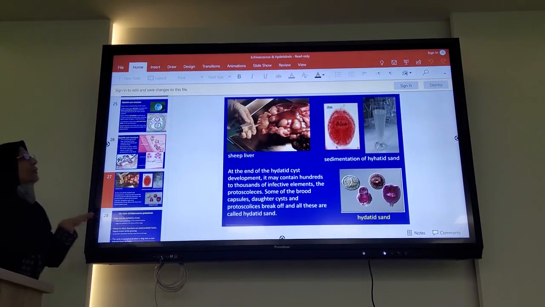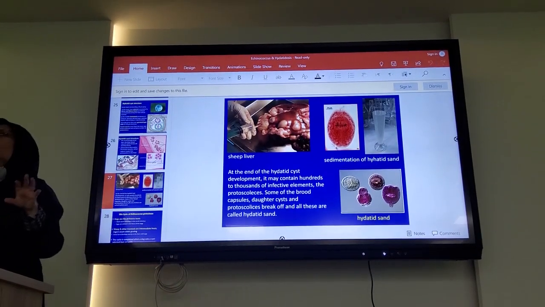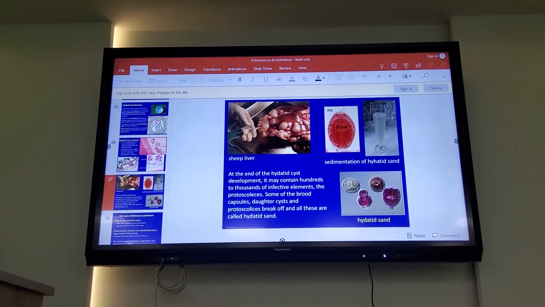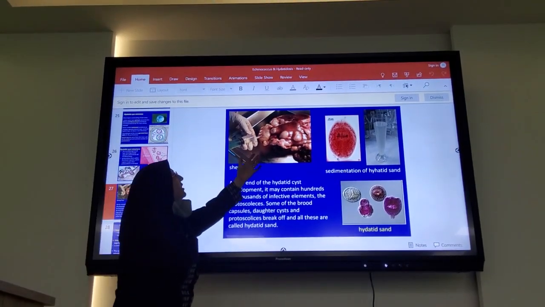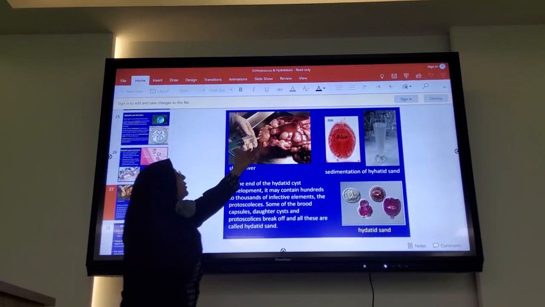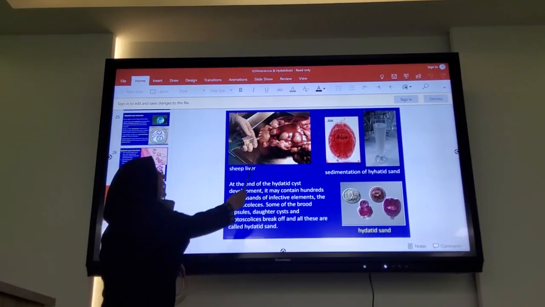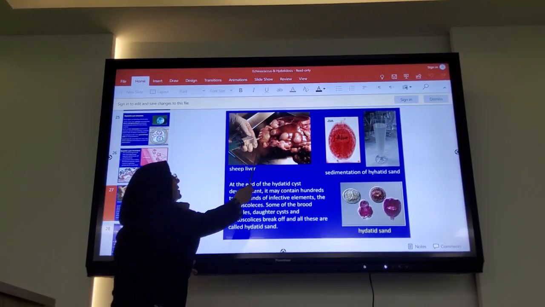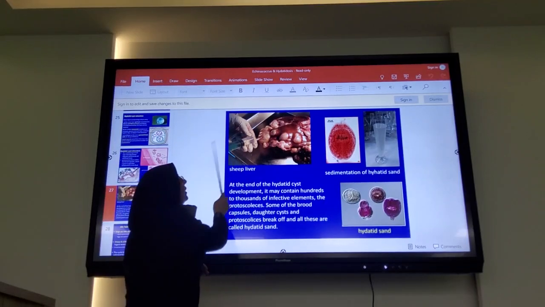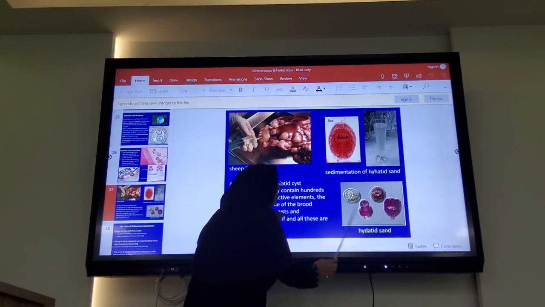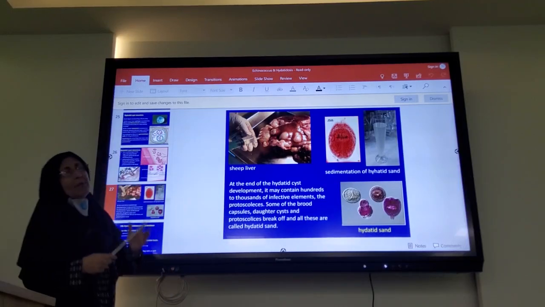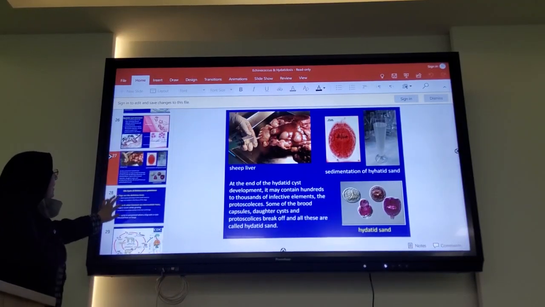I told you many herbivores can act as intermediate hosts of Echinococcus. If you go to a slaughterhouse, you find such infected livers, okay? Inside the cyst is fluid. If we sediment it, in the sediment we have many protoscolexes, brood capsules or daughter capsules.